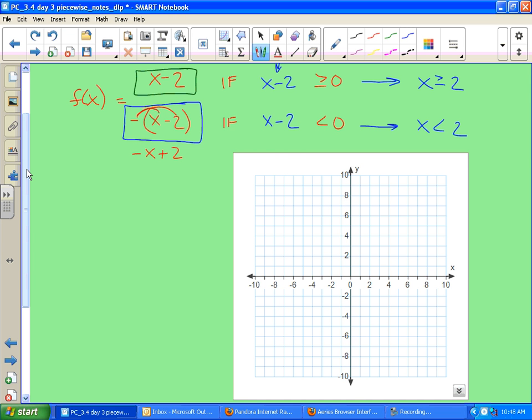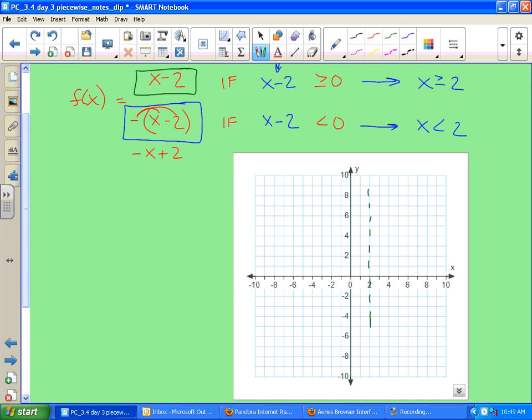And where are we going to see it? Let's put our boundary lines in. It says we're going to see this graph from 2 to infinity. So I'm going to put my cutoff line. I'm going to see my graph from that line to the right for the first part of this function.